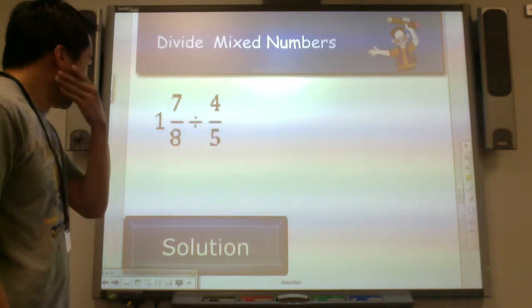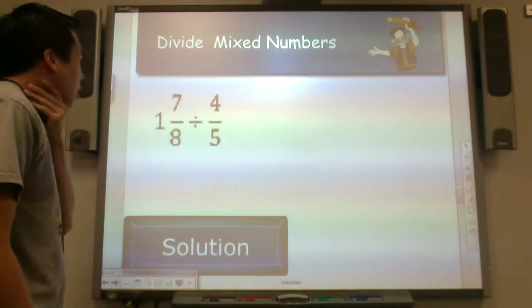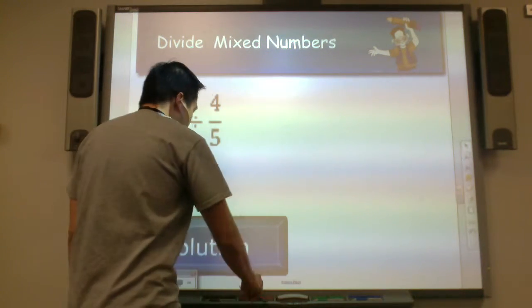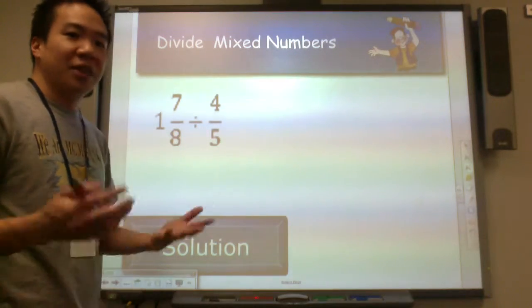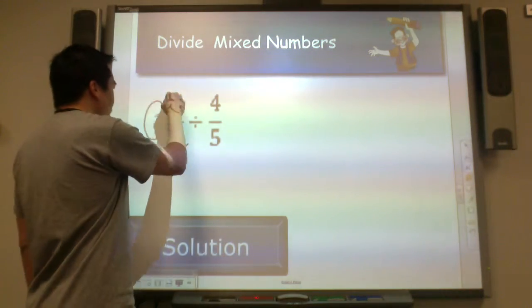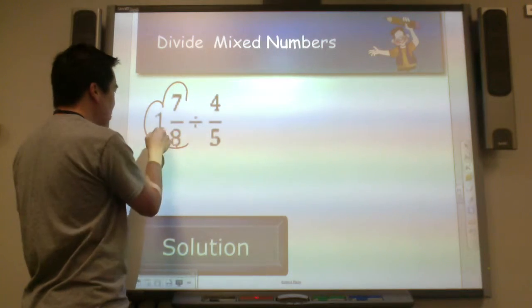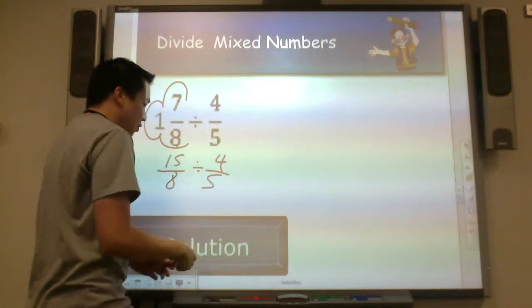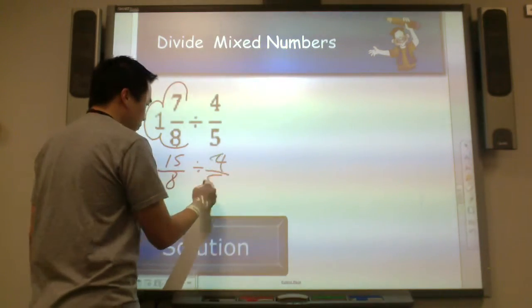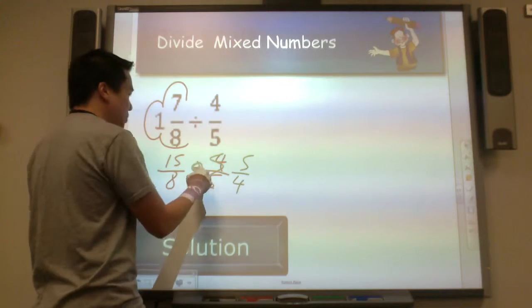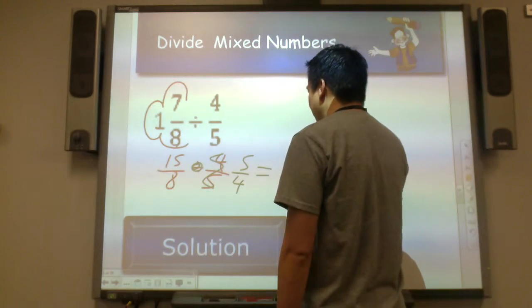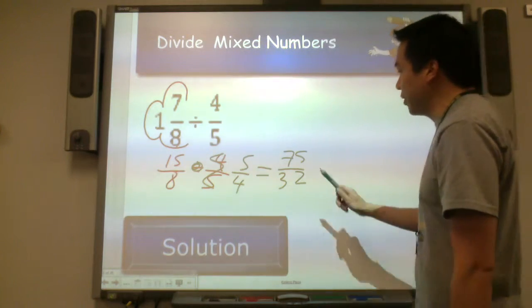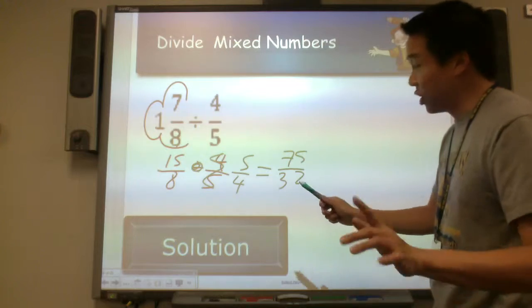All right, let's try another example. You have 1 and 7/8 pie, and you would divide it into 4/5. So dividing mixed numbers, that's the way. Turn this to a fraction. 8 times 1 is 8, plus 7 is 15/8. Flip the second fraction, and multiply away. 15 times 5 is 75. 8 times 4 is 32. This is a good answer. There's nothing wrong with it.